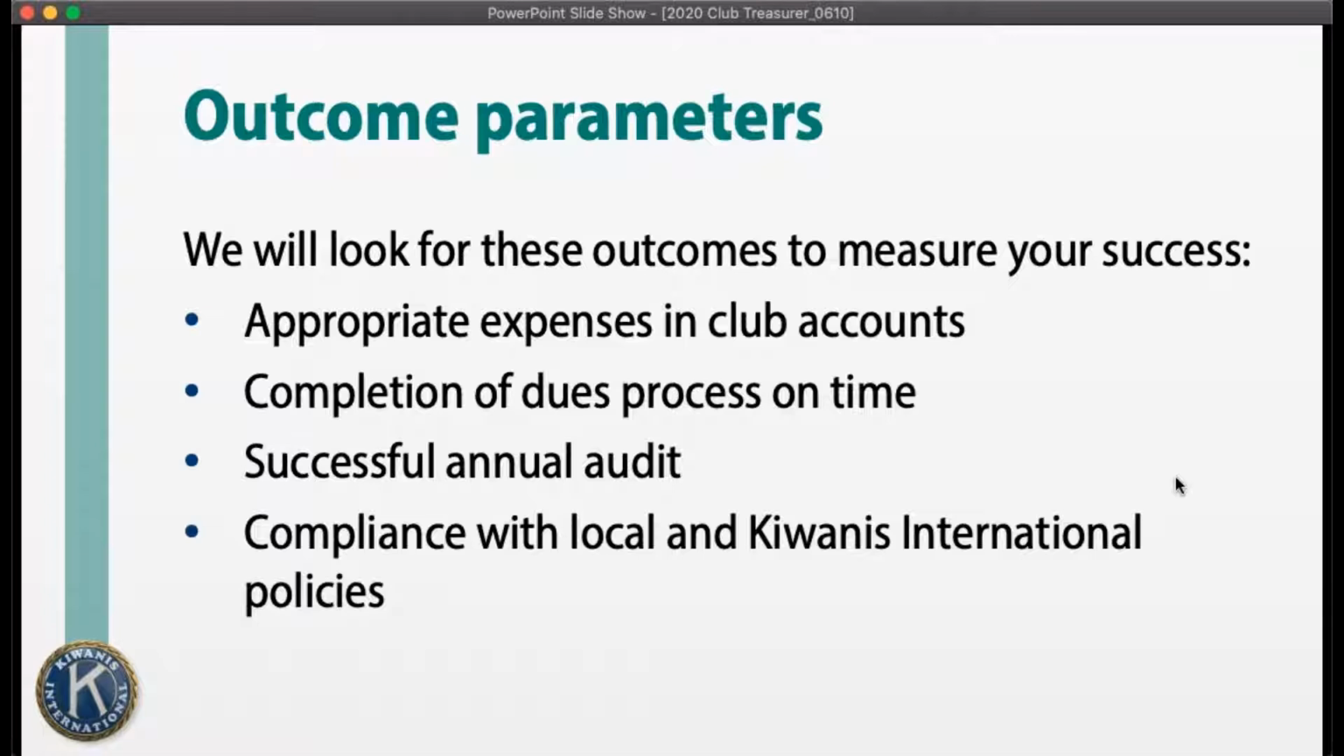Were there appropriate expenses in your club accounts, and were those all documented? Did you complete the dues process on time and without financial penalty? Did you have a successful annual audit? And were you in compliance with both local and Kiwanis International policies? These are the 4 big things to keep in mind throughout your year as treasurer and as you prepare to become a treasurer.